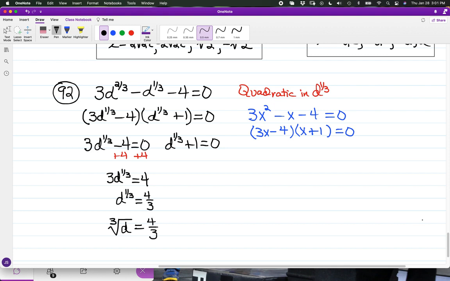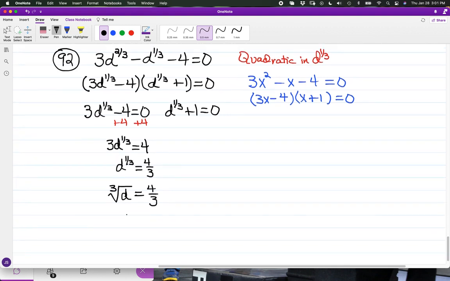And we have that the cubic root of d is equal to 4/3. If I take the cube of both sides in order to translate from the cubic root of d to d itself, the cubic root of d to the third will become d. And 4/3 cubed, you have 4/3 times itself, and this will be 64/27. Now for d to the 1/3 plus 1 is equal to 0 for this factor.